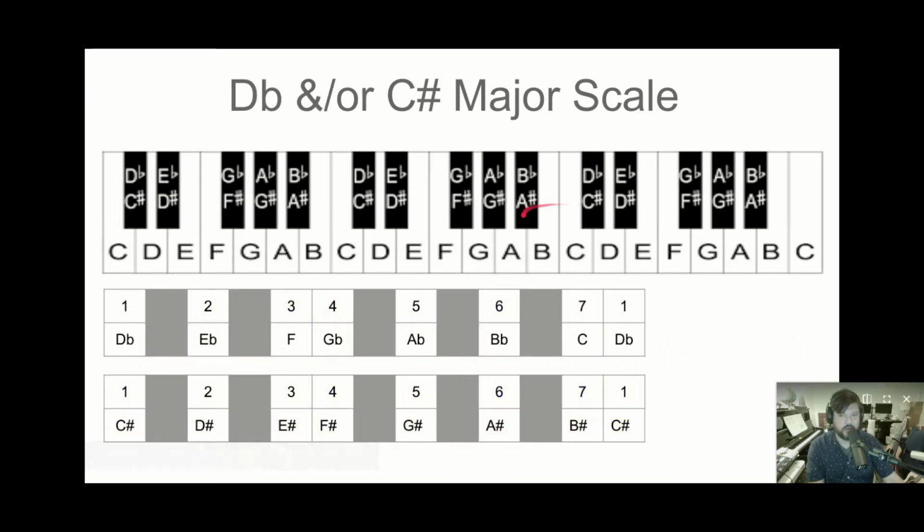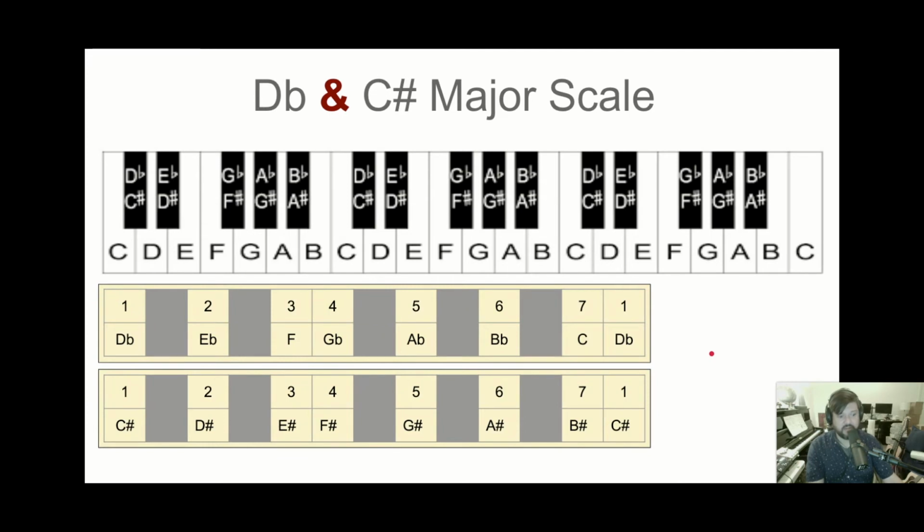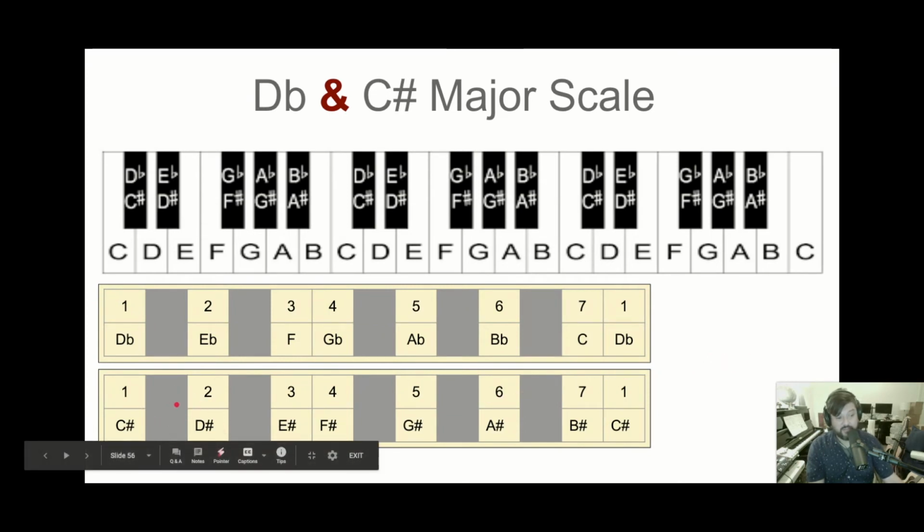Okay, so our next key here, D flat and or C sharp major. So here we have D flat and or C sharp. Just like our last example, this top key has 1, 2, 3, 4, 5 flats, and our bottom key has 7 sharps. But this is basically the same thing as our last example. The key of C sharp is just the key of C with everything up a half step.